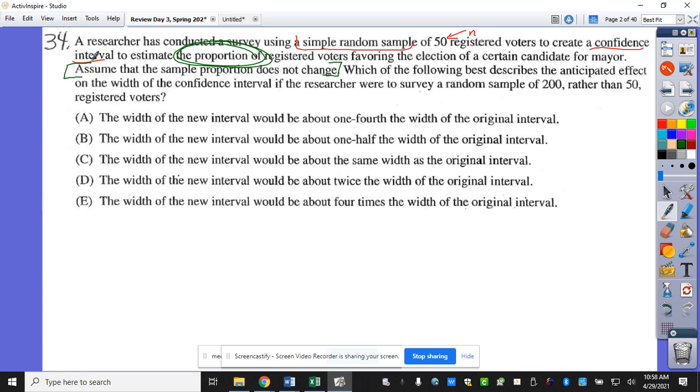Which of the following best describes the anticipated effect on the width of the confidence interval if the researcher were to survey a random sample of 200 rather than 50 registered voters? Don't write this with me because I don't want you to deter from this. Let's write my equation in general for confidence interval for proportion. What does it start with? P what?